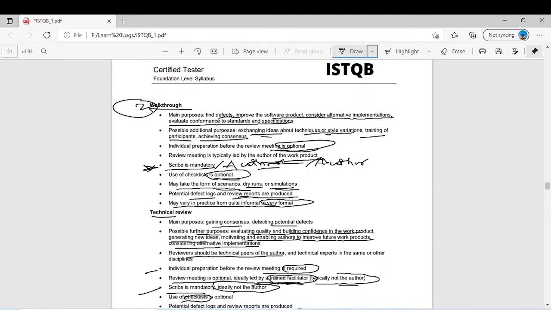Then the reviewers will come to know, oh, this product works in this way, and then they will give suggestions and will find some defects in the work product. So individual preparation is not necessary. Potential defect and review reports are produced. Documentation is important and necessary in this kind. After the meeting, you have to log the potential defects, and the review reports are also produced. It may vary in practice from quite informal to very formal.